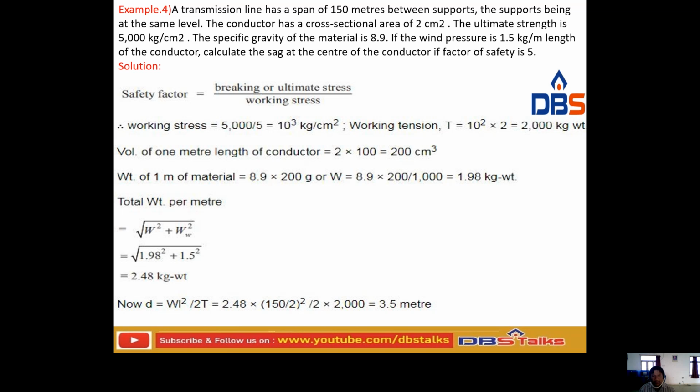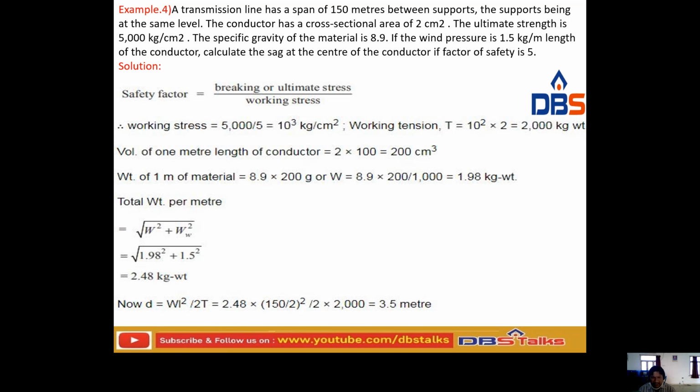Similarly, we go for another problem. A transmission line has a span of 150 meters between supports, the supports being at the same level. The conductor has a cross-section area of 2 centimeters square. The ultimate strength is 5000 kg per centimeter square. The specific gravity of the material is 8.9. The wind pressure is 1.5 kg per meter length. Calculate the sag at the center of the conductor. Factor of safety is 5.